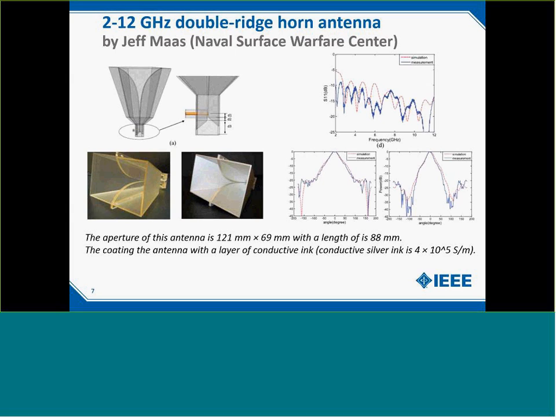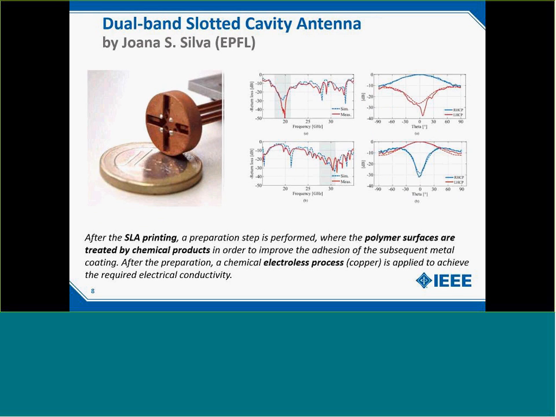The benefit of this kind of manufacturing process is that you can go for pretty big parts. In this case, we can see that it's 121 millimeters by 69 millimeters and a length of 88. Of course, in this case, the electroplating of copper was not considered, so the conductivity is one order of magnitude lower than in the case of copper. In this case, the return loss was better than 9 dB from 212. The antenna efficiency was around 87%. If considering the conductivity of copper, if the plating is done, the efficiency can go up to 95%.